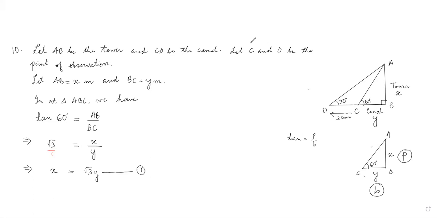Which triangle did you start with? We took the smaller triangle, the first triangle. AB is x, BC is y. So here, 60 degree.